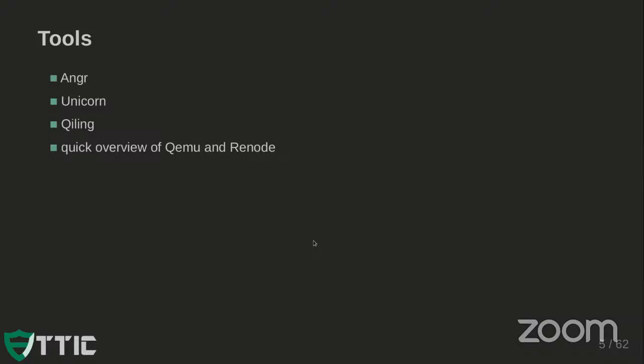So these are the tools we'll look at today, mostly angr, because angr is the tool that has the steepest learning curve. Then we'll go to Unicorn, then to Qiling, and then, if we have time, a quick overview of QEMU and Renode. But we won't do a QEMU and Renode exercise in this workshop. That'll be next year's workshop.